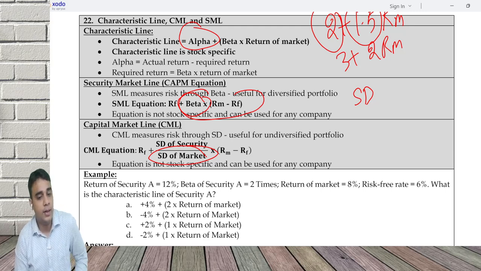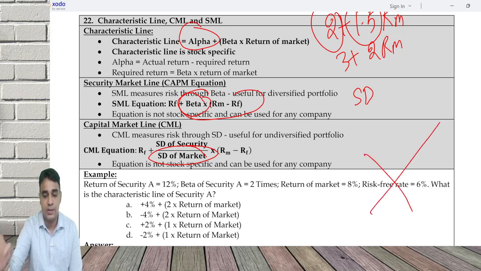Return of security A 12%, beta of security A 2 times, return of market 8%, risk-free rate 6%. What is the characteristic line of security A? For characteristic line, I don't need risk-free rate. Tell me what is the required return of security A?